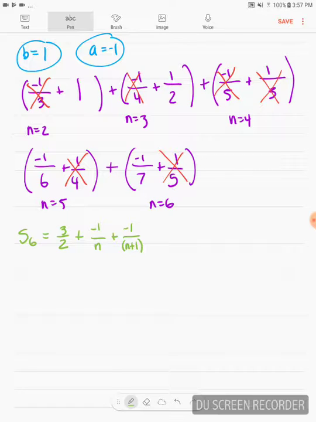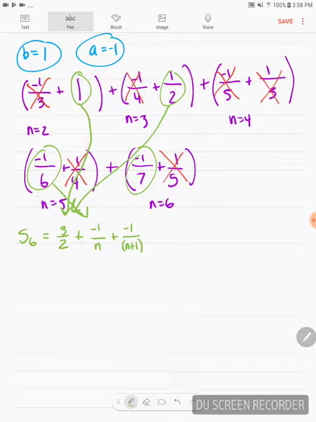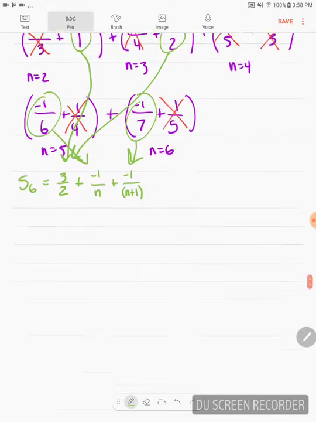So basically, I'll show you what I did here. These two are going to come down like that, and they're going to get added together. And then this guy comes over here, and this guy comes right there. Perfect. I know that looks messy, but you get what I mean.